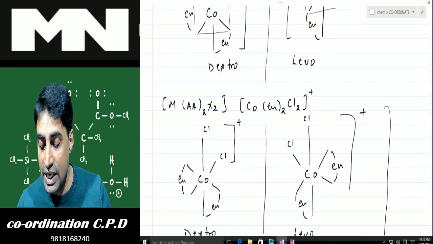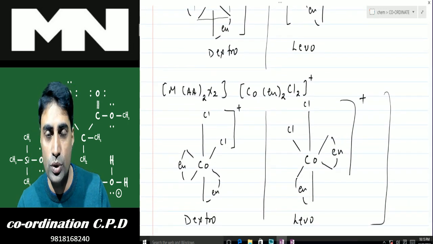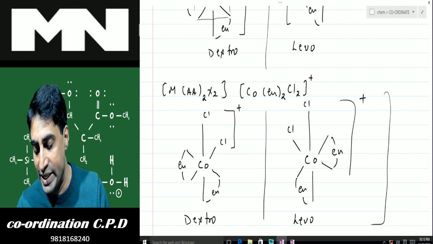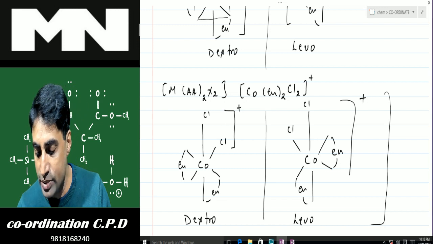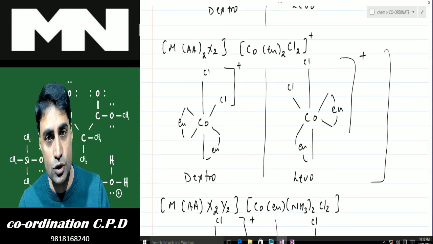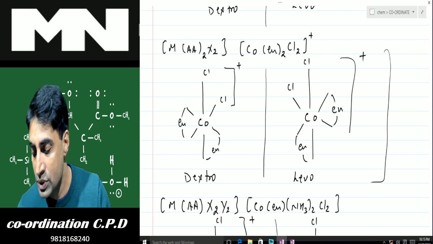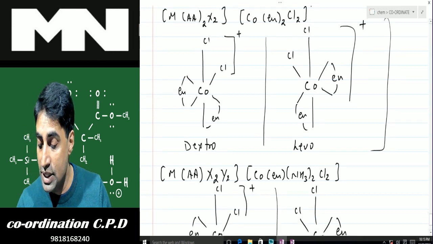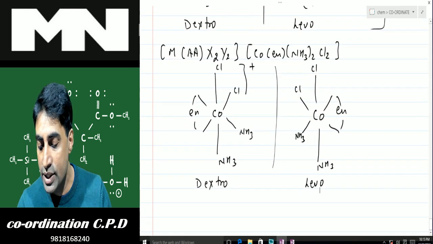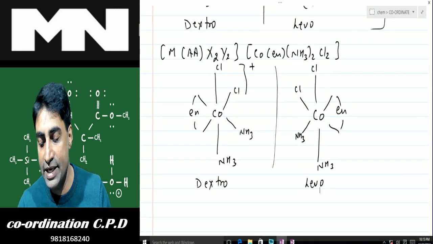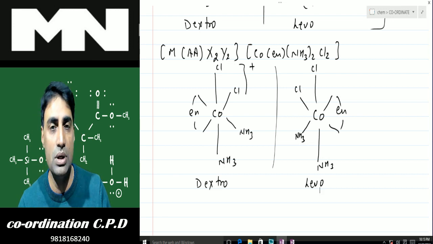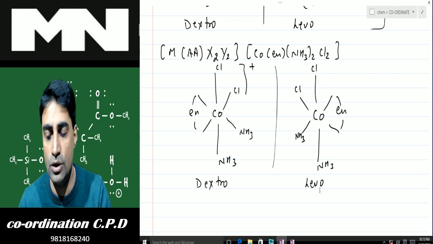The other form we can have is M(AA)2X2, that means 2 bidentate ligands and 2 monodentate ligands. So if the like groups are on the same side, like Cl and Cl, it is dextro as well as cis. The other one, the mirror image, is also cis but levo. Next we can have M(AA)X2Y2, that means 1 bidentate ligand. So you can have a non-superimposable mirror image of that also.